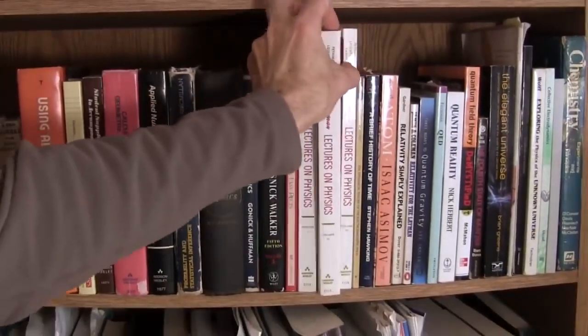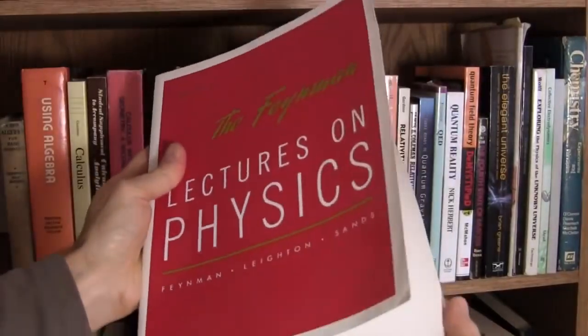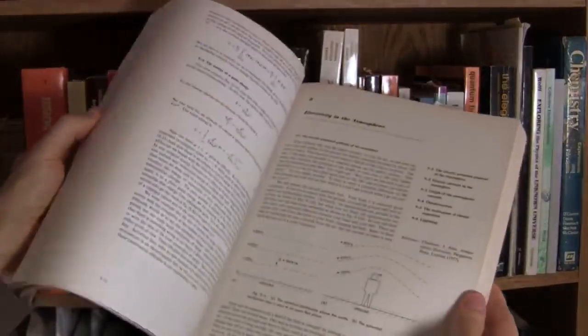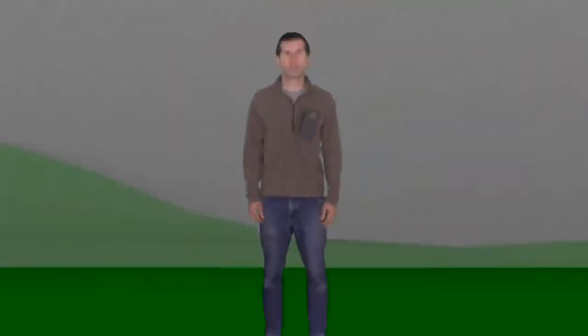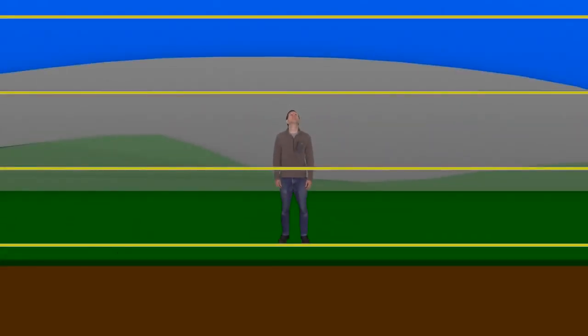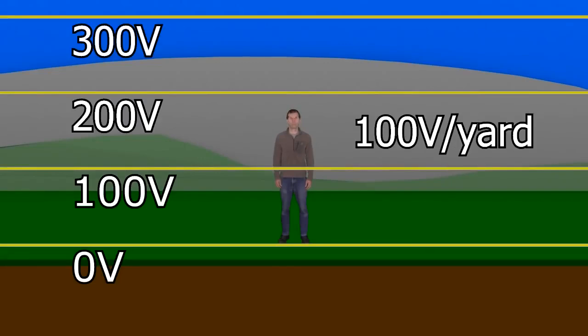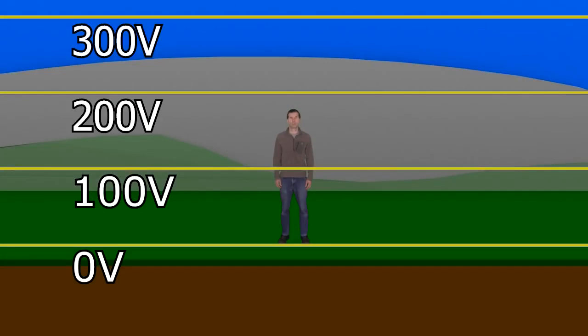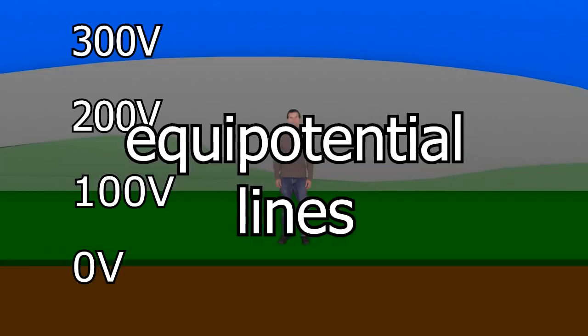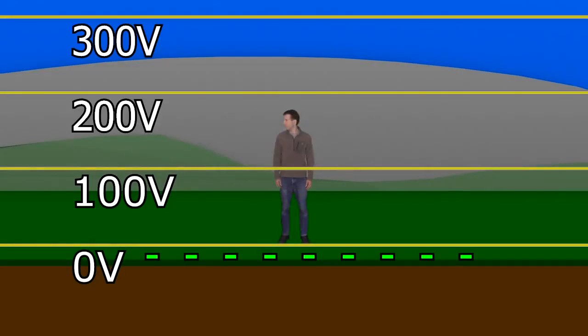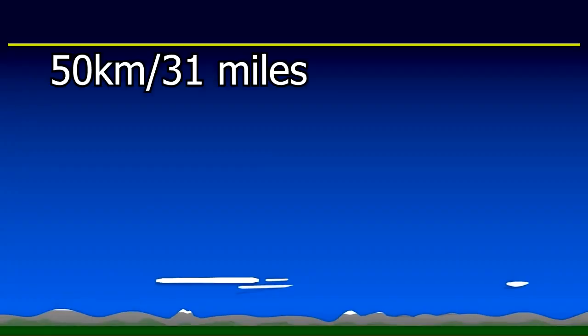Much of the following explanation is adapted from Nobel Prize-winning physicist Richard Feynman's lecture on physics, a section called Electricity in the Atmosphere. For every meter you go up in the air, the voltage increases by around 100 volts, or we could say around 100 volts per yard. We can draw these voltage increases using what are called equipotential lines. Notice that the ground is negative and the sky is positive with respect to each other. According to Feynman, this extends upward to 50 kilometers, or 31 miles, where the air is very conductive. This is the case in fair weather. In stormy weather, like a thunderstorm, things are quite different, and I won't talk about that here.